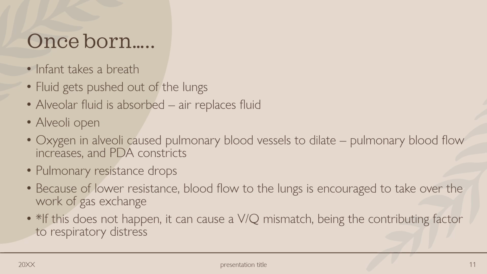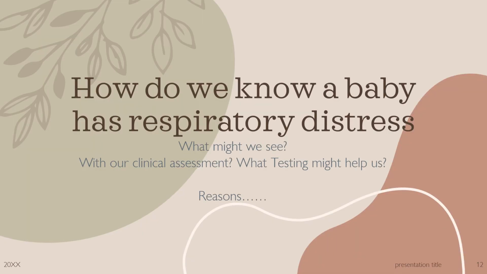At this point, in order for that to happen, when the lungs open up, the pulmonary resistance drops. It's only when that pulmonary resistance drops that we can have that good blood flow coming in. And because of that low resistance, the lungs are encouraged to take over the work of gas exchange. And if it doesn't happen, this can cause a VQ, or ventilation and perfusion mismatch, being the contributing factor of respiratory distress. Okay, so how do we know baby has respiratory distress?